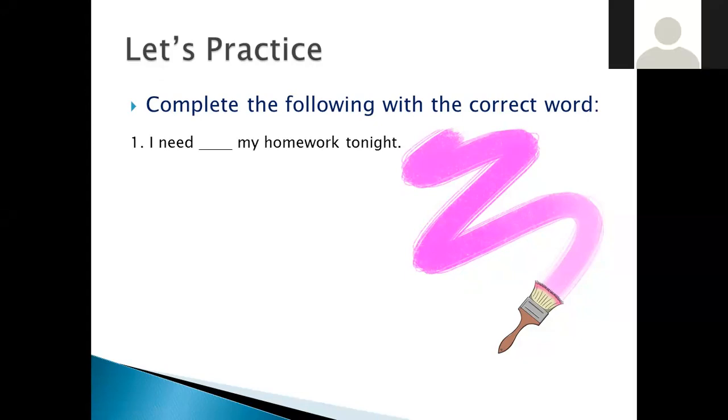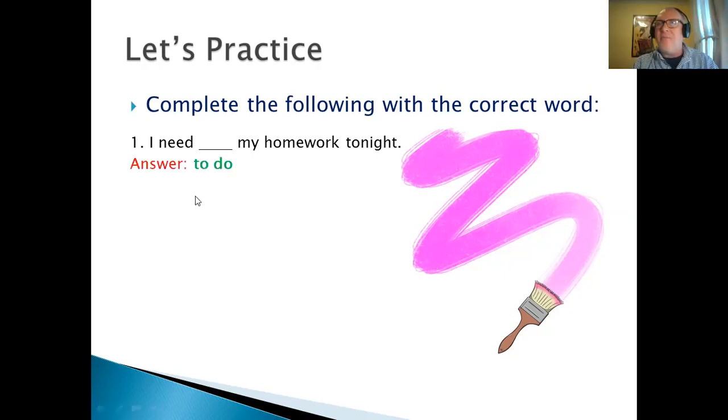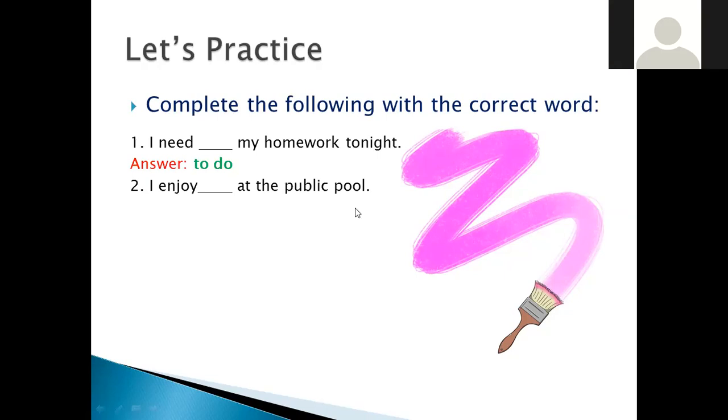All right, the first one. I need ___ my homework tonight. What can we say there? To finish. To do or to finish, right? We're going to use an infinitive. Need plus infinitive. Very good. Let's try another one. I enjoy ___ at the public pool. Swimming. Very good, a gerund. We use a gerund with enjoy.